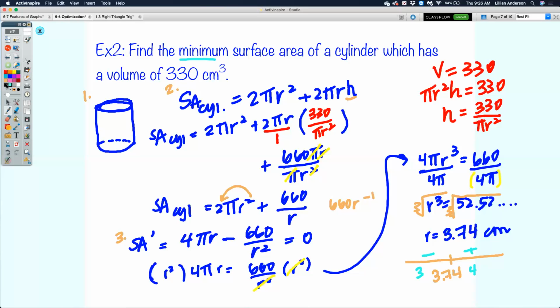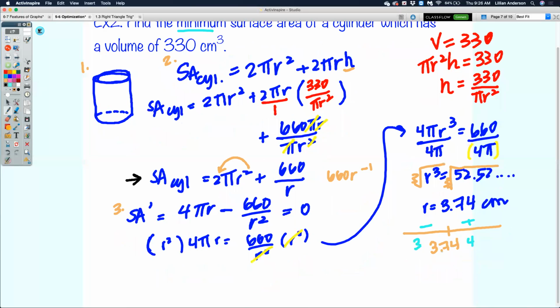So to actually find the minimum surface area, you want to take that r value and plug it into the surface area equation that you got in terms of r. So then that way you can answer your question.